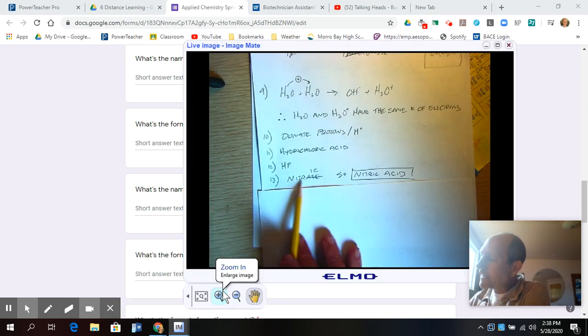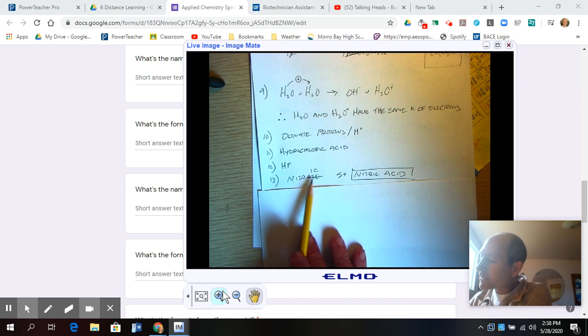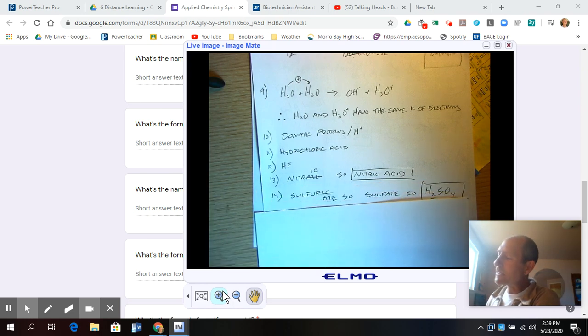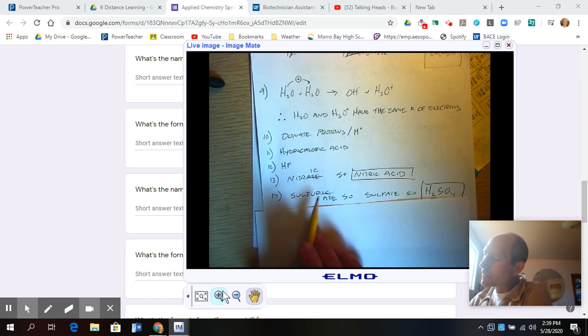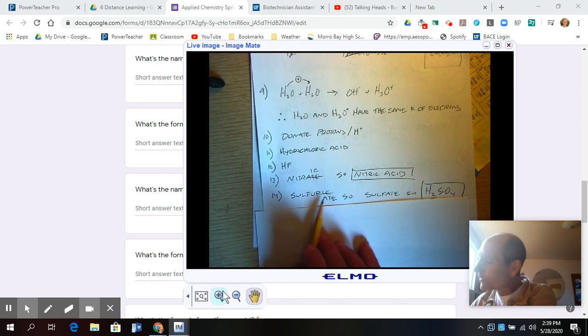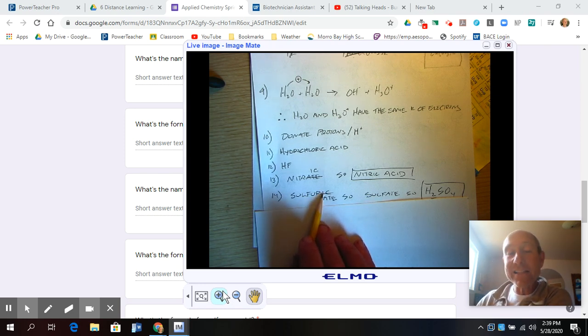So nitrate is the anion. So if it ends in ate, then you change it to ic. So it's going to be nitric acid. Yeah? And the next one says, what is the formula for sulfuric acid? So again, ate to ic. Ate to ic. So ate turns to ic. So sulfuric acid must be made out of a sulfate ion.